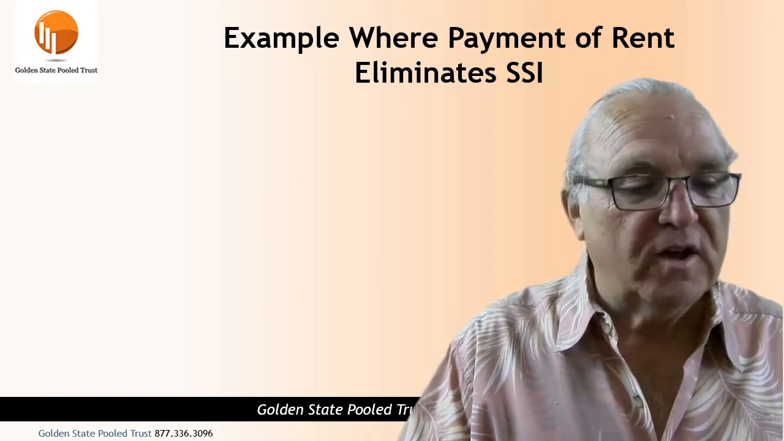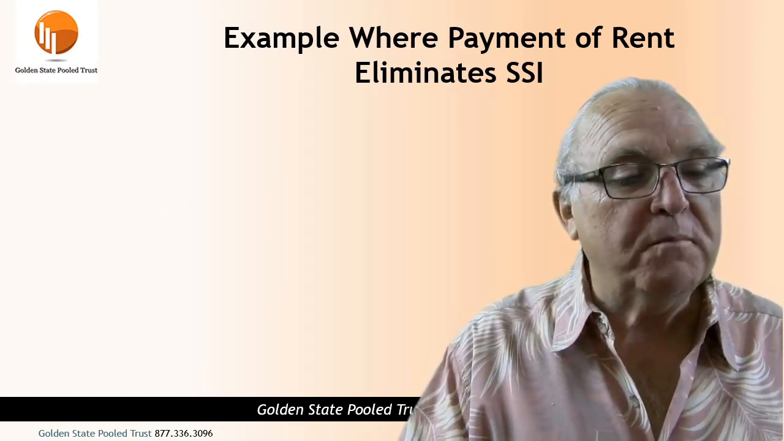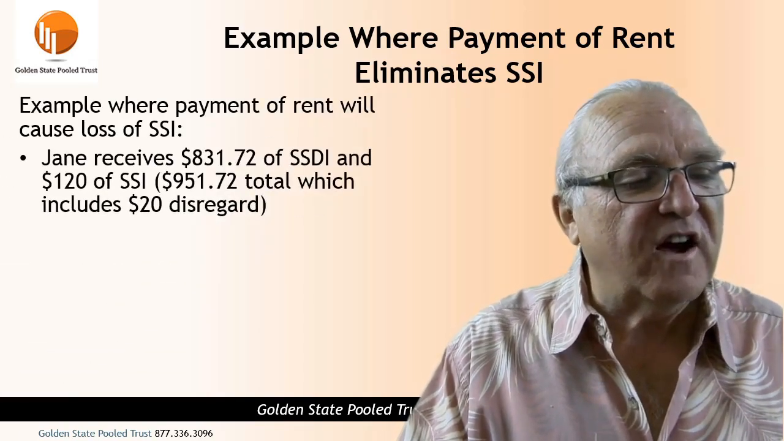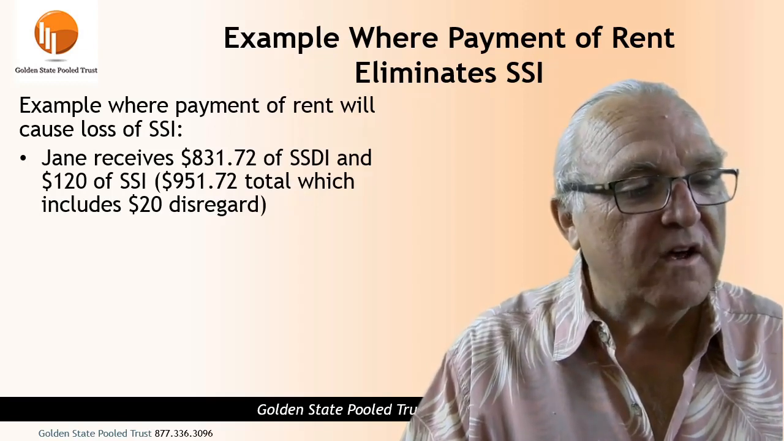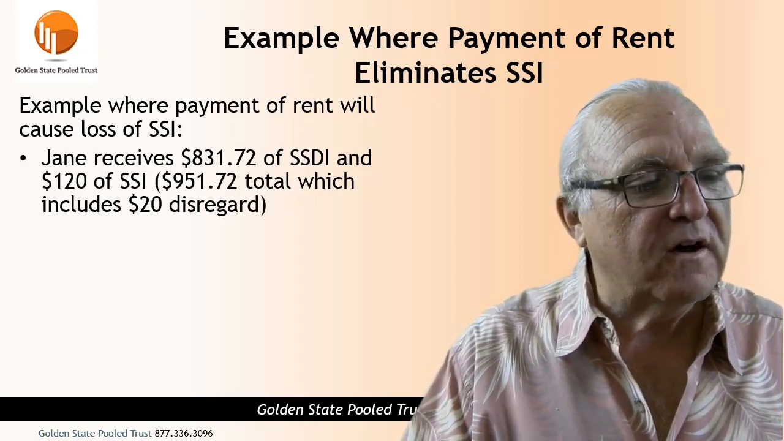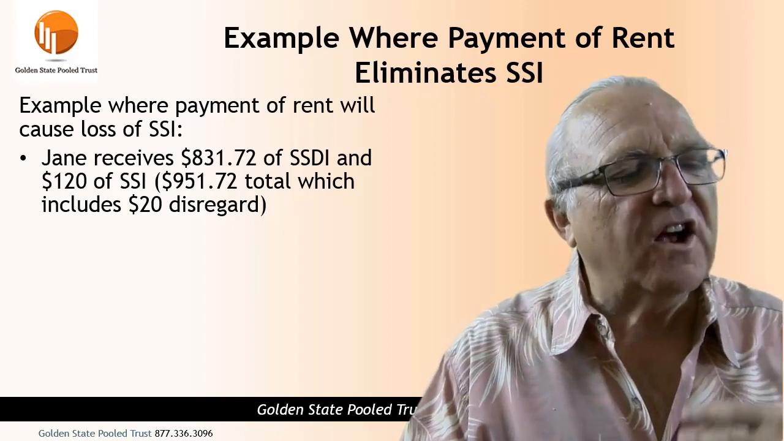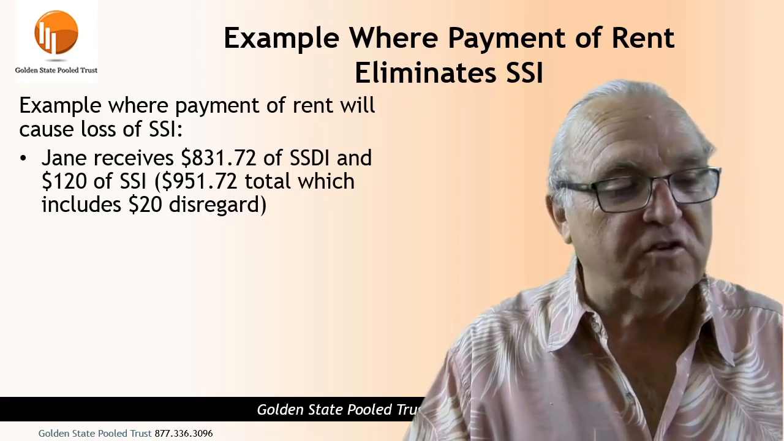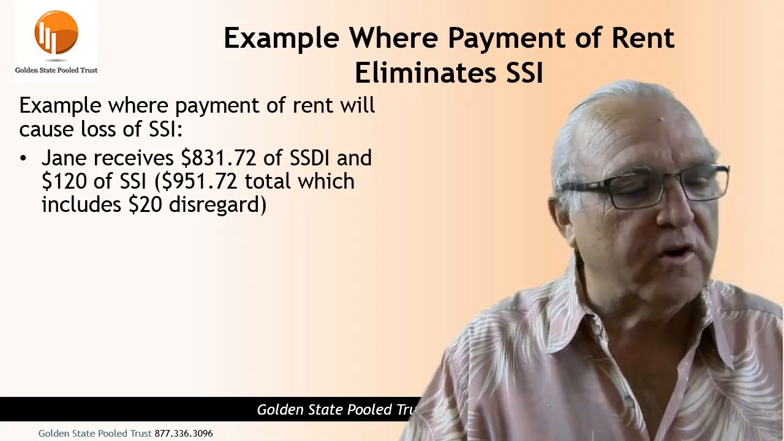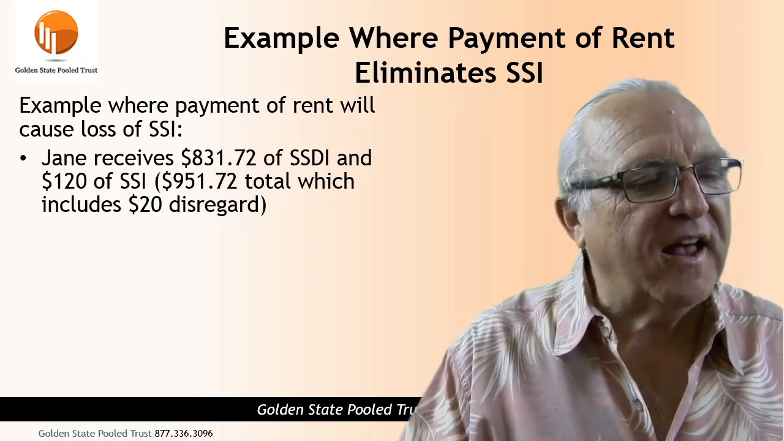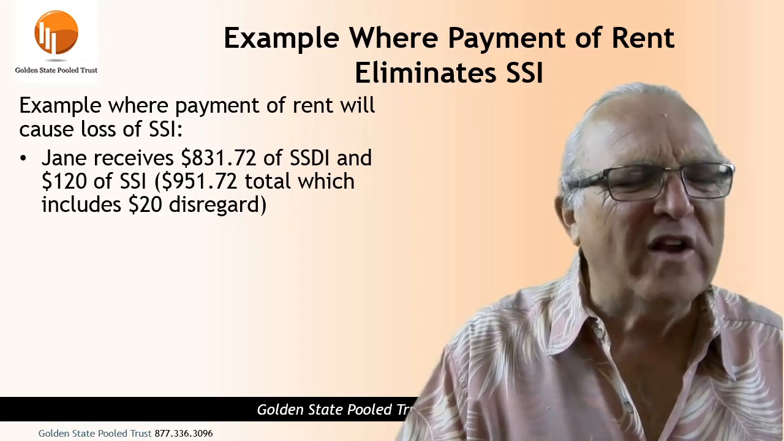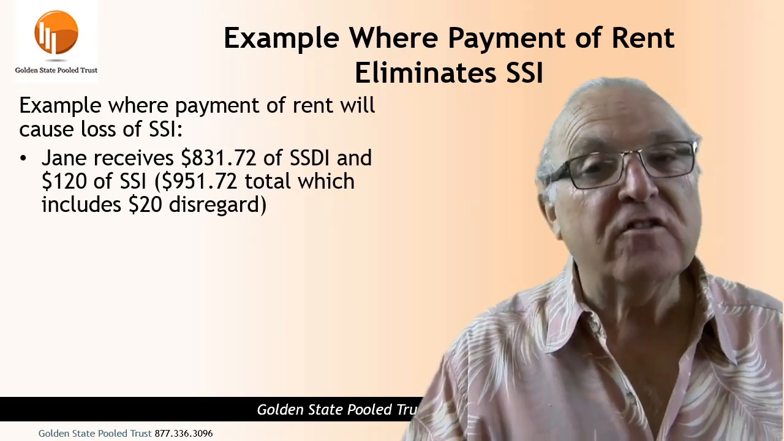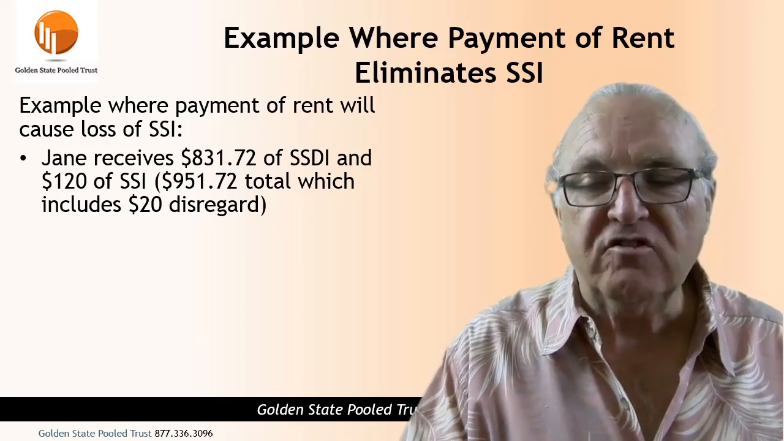Here's another example, and we do this all the time, of where maybe the payment eliminates the SSI altogether. So let's say Jane gets $931.72 a month of SSDI, and she's getting $120 a month of SSI for a total of $951.72, which includes the $20 disregard. Now we go back to this. If you're trying to analyze Jane's benefits and she's not really sure what she's on, but if she happens to be getting $951.72, there's a really good chance that she's getting a combination of benefits.